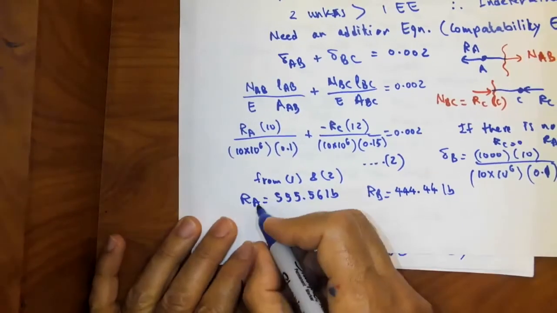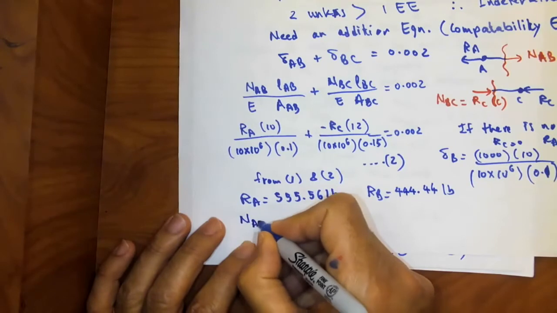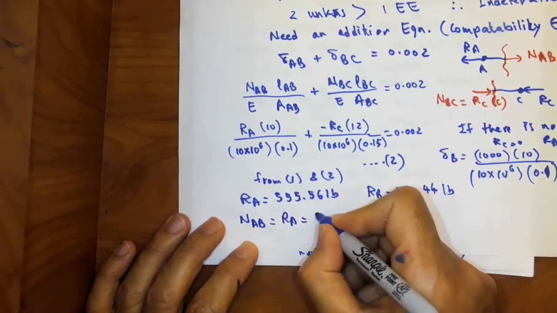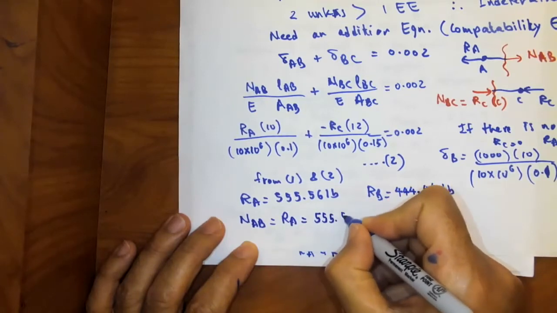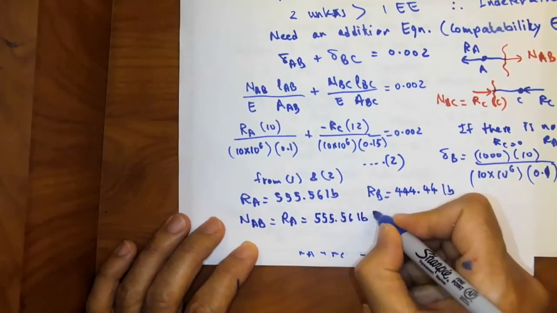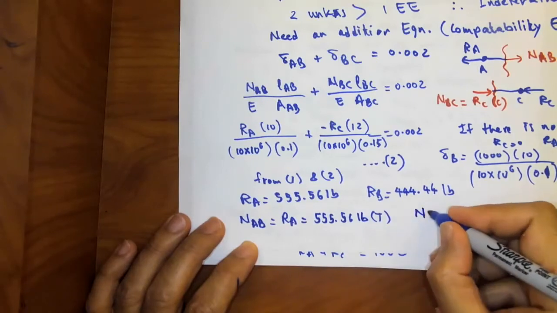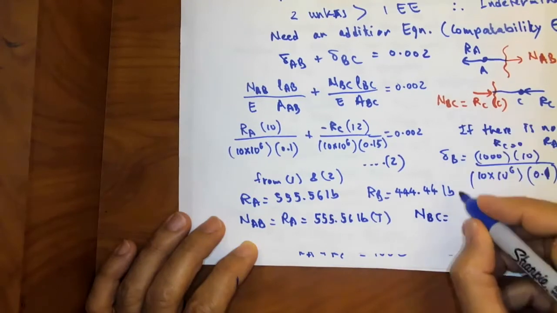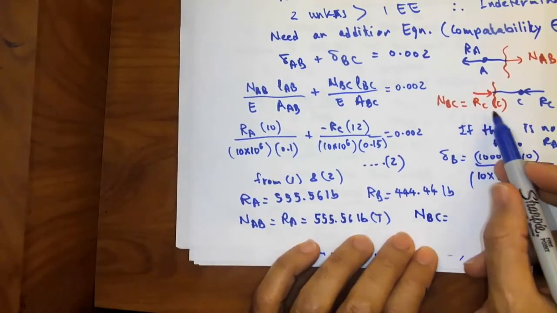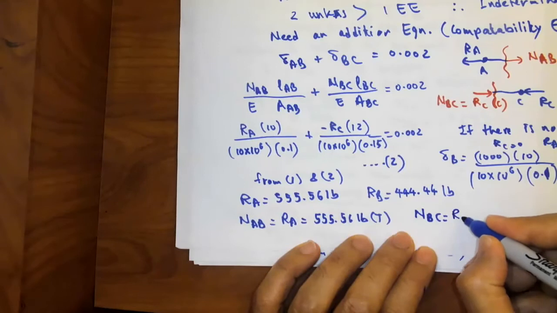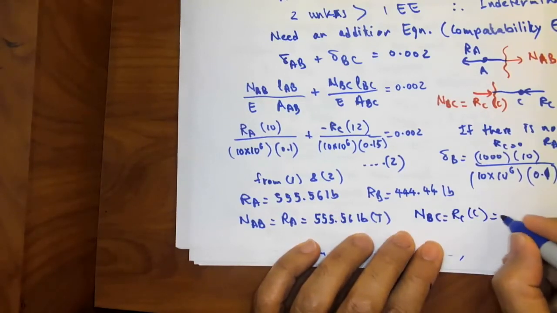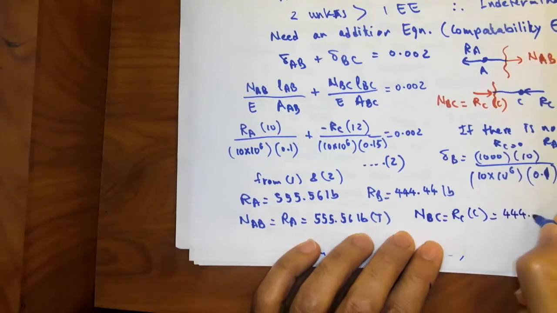So I can say here that NAB is equal to RA, which equals 555.56 pounds tension. And NBC is equal to RC compression, which is equal to 444.44 pounds in compression.